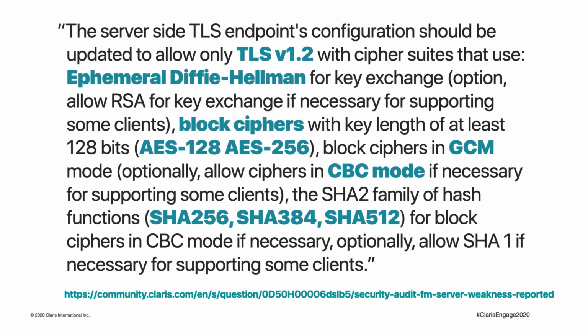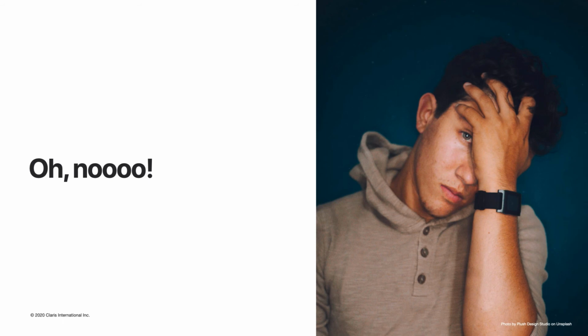All kinds of technical terms like TLS v1.2, Diffie-Hellman, block ciphers, AES, GCM, CBC mode, SHA256. His head is spinning. What is he talking about? What was that IT department talking about? They're speaking a completely different language than the Claris developer. So, oh no, Erik is back to square one. He's still hesitating to bring his FileMaker server to the cloud. What should I do now?